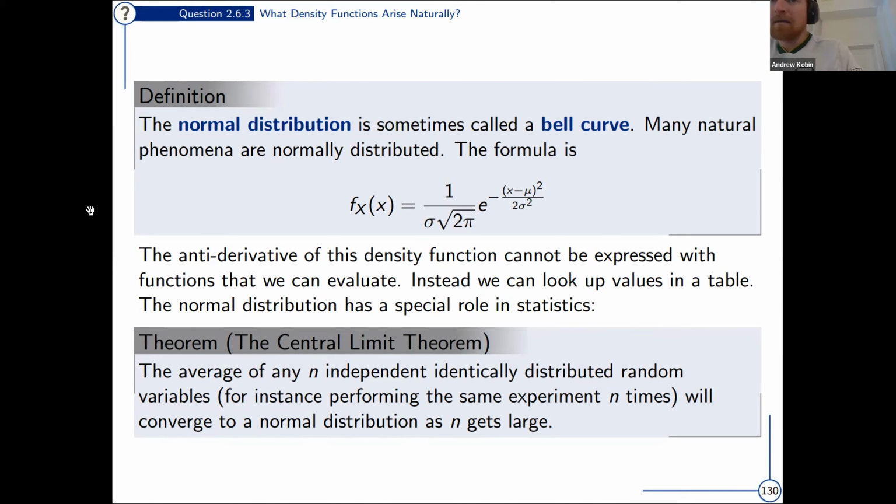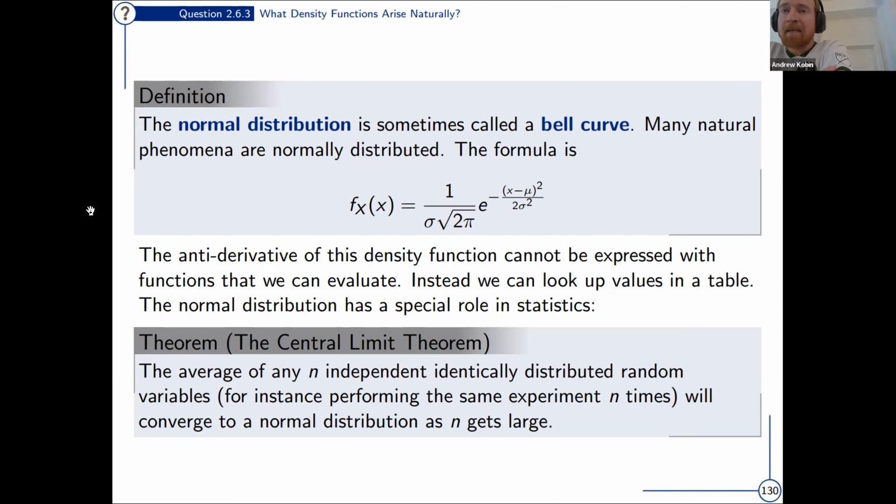So the main reason that the normal distribution is so widely studied, not just in actual applied problems, but in mathematical statistics in general, is the following theorem. This is really the jumping off point of a lot of statistical analysis. It's called the central limit theorem.